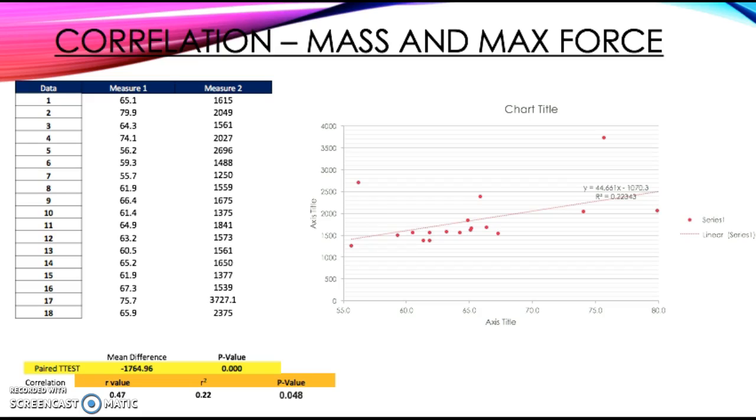One reason why the data is unreliable is because of a large anomaly, data 17, measure 2, 3727.1. For their max force, this is not possible. Therefore, this must be an anomaly in the data which affects the overall data and the trend of the graph. If the large anomaly was to be removed from the data, there is a possibility that a correlation could be shown between mass and force.